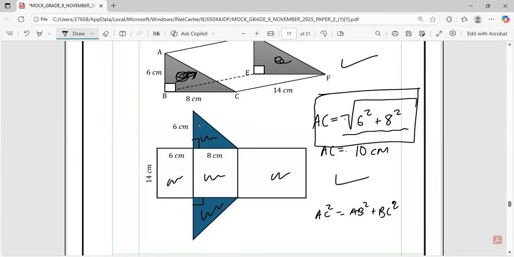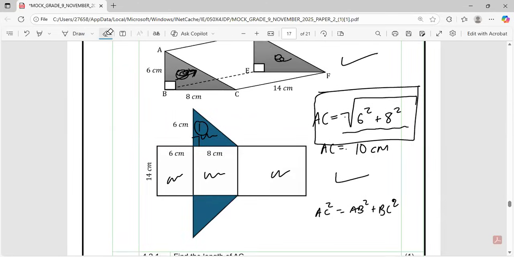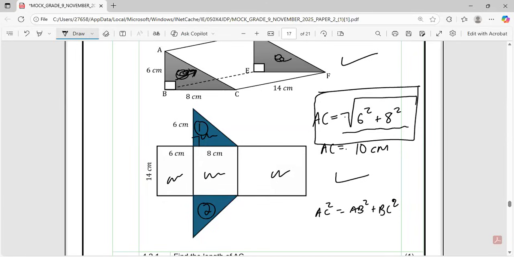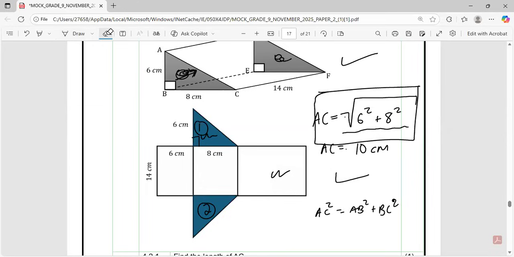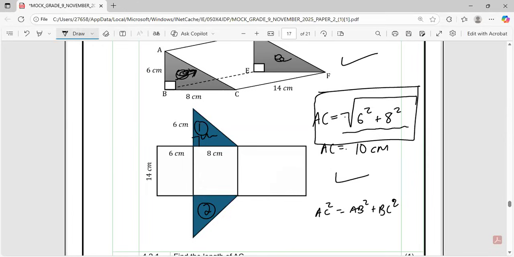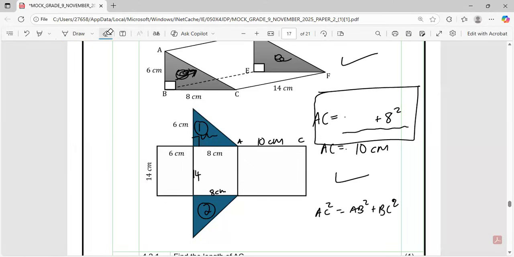Meaning we're going to find the area for that triangle, and the area for this triangle as well. In fact, they're the same, so we can just find one and multiply it by two. Here we know it's 8 centimeters as well. For this one here, we have 14. And this space from there to there is AC, so we know that it is 10 centimeters. So let us quickly find the surface area.